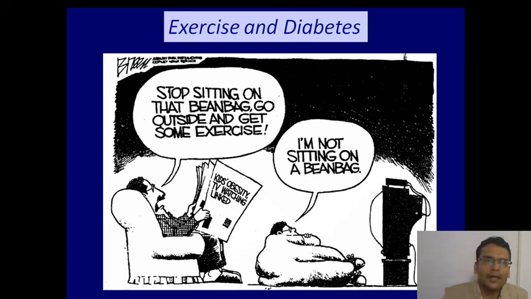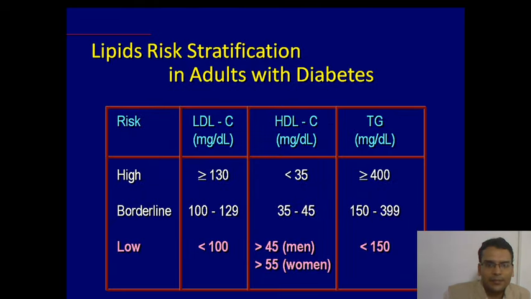So the recommendations are somewhere about 150 minutes per week of aerobic exercise, which should be practiced at least 5 days in a week. So you have 150 minutes per week of aerobic exercise distributed over at least 5 days in a week.